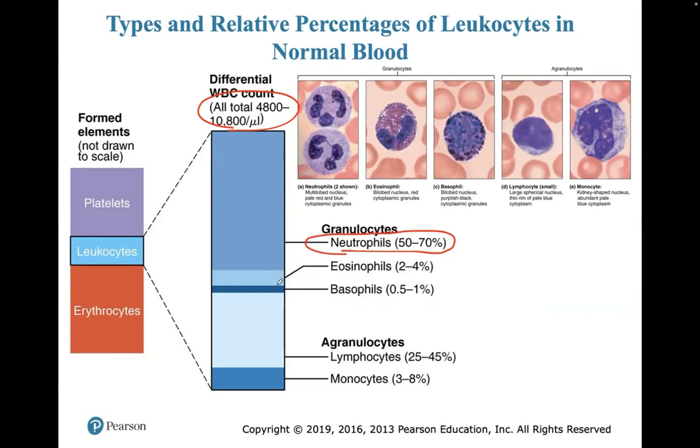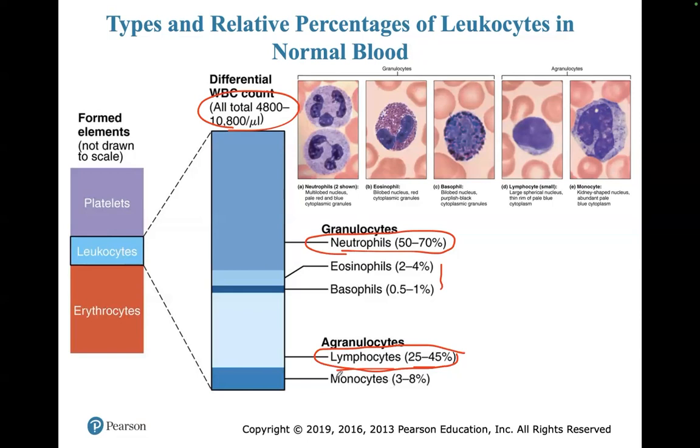And then eosinophil, and then basophil. You don't have to remember these specifically, but the next most abundant one is lymphocyte, which is 25 to 45%. You should remember this as well. So the most abundant granulocyte is neutrophil, and the most abundant agranulocyte is lymphocytes. Neutrophil approximately 50 to 70, lymphocyte 25 to 45%, and then finally monocytes.